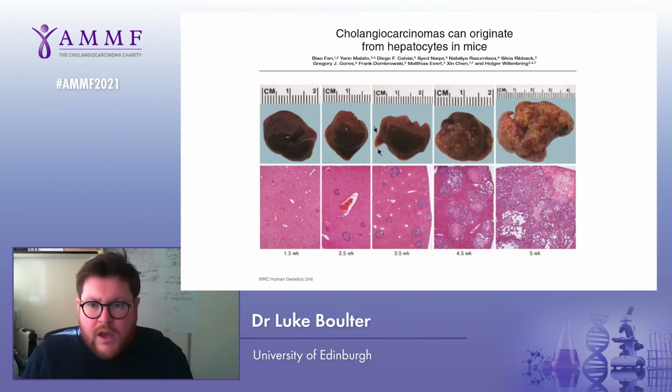And as I mentioned before, you can use this to generate all types of cancer. And in this paper here, just as an example from Holger Willenbring's lab, they've utilized this to generate cholangiocarcinomas. And you can see over time that these tumors initiate and they grow and they grow and they grow, ultimately until they overtake the tissue. Of course, one of the questions here is cell of origin and whether actually these tumors recapitulate the cell of origin in patients. And I think that's something that perhaps we can discuss in the session afterwards.